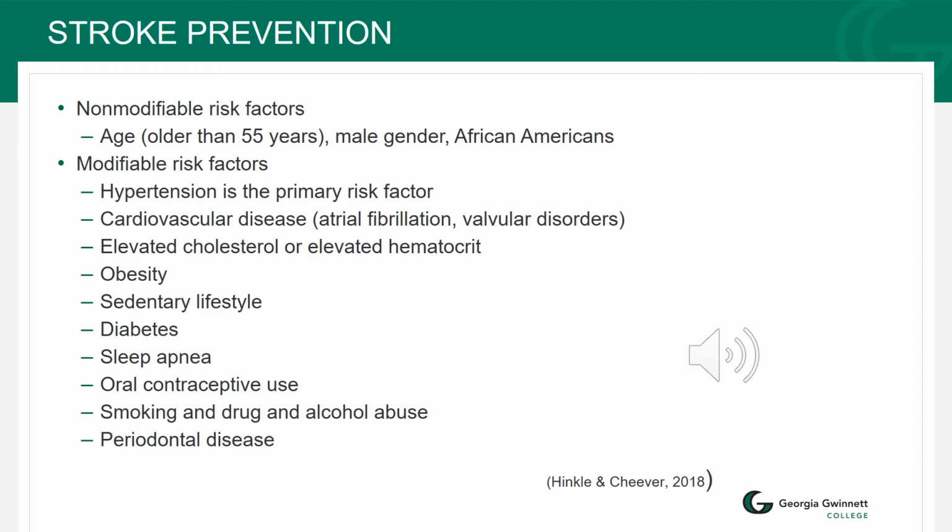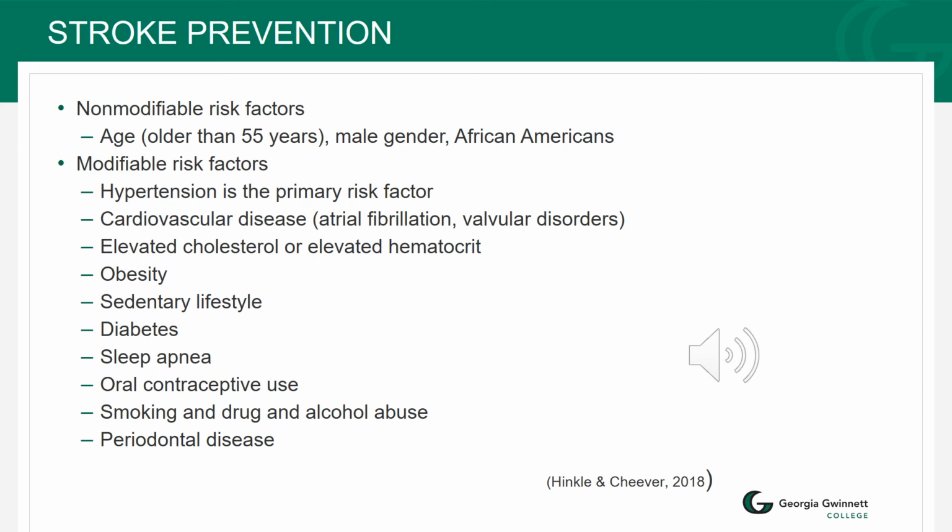And as far as modifiable risk factors go, hypertension is the primary modifiable risk factor. And if you have a male who is African American and has a history of hypertension, they're at even greater risk. And we do know research shows that there is a high prominence of hypertension in the African American culture. So the next modifiable risk factors are cardiovascular disease.